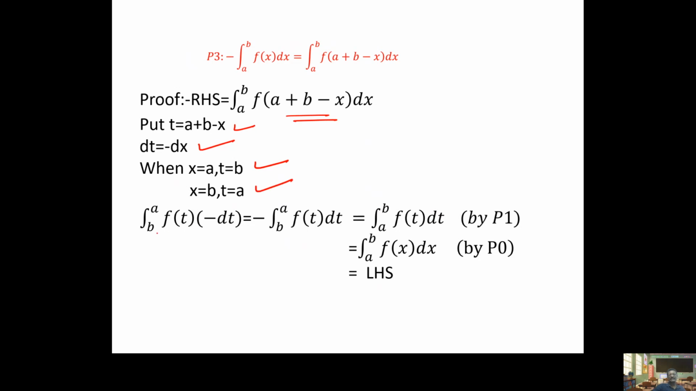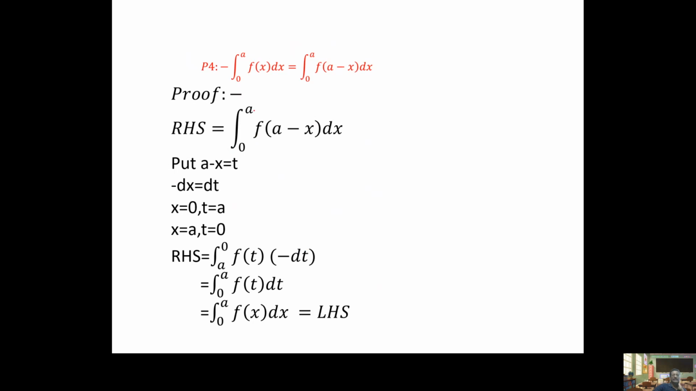So then the right hand side becomes the integral from b to a of f(t) into minus dt. So this minus you can take outside. But we know that by the second property, if the sign is changing, then the limit will change. So due to this sign, this b to a becomes a to b: the integral from a to b of f(t) dt. But it is independent of the variable. So instead of the integral from a to b of f(t) dt, we can write the integral from a to b of f(x) dx. So you are getting the answer.